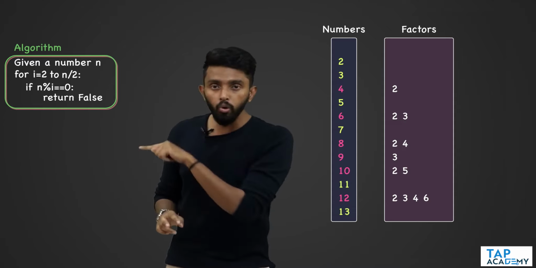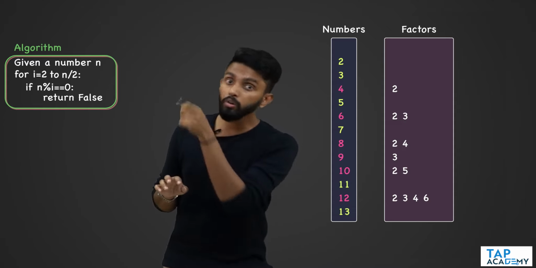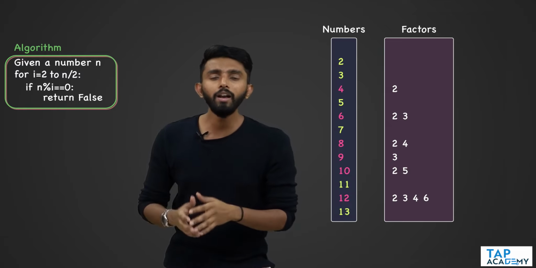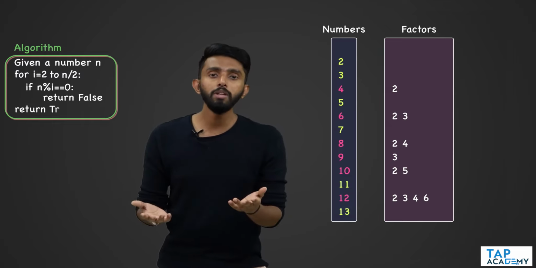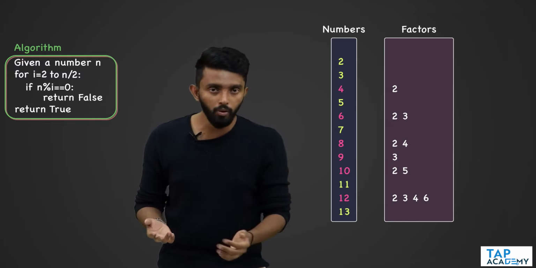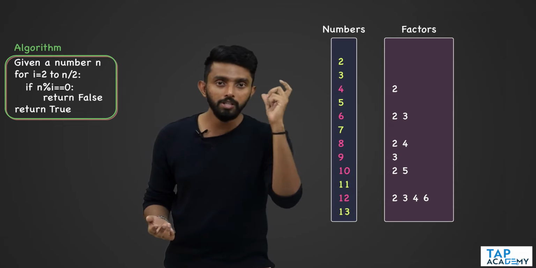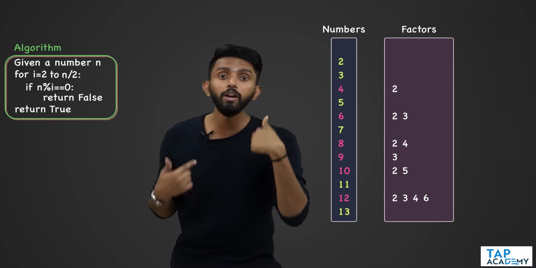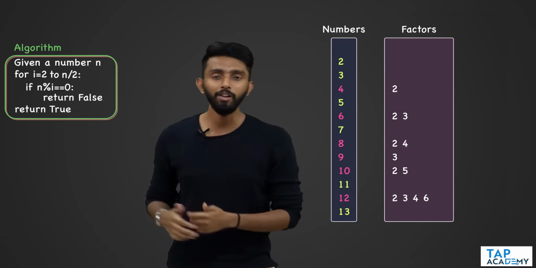But if I come out of the loop successfully, then I will return true, because it means not even a single factor was found, and all our prime numbers are factorless in our approach. I hope this algorithm is clear to you.